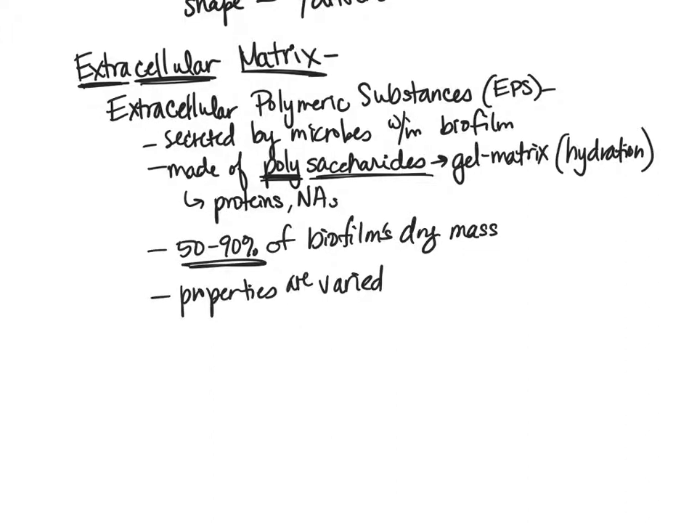Properties are varied. So when we're talking about these proteins, these nucleic acids, and the polysaccharides, we can see different proportions of the proteins versus the polysaccharides, not only based on the microorganisms that we find within this EPS in the biofilm, but also on the environmental conditions.